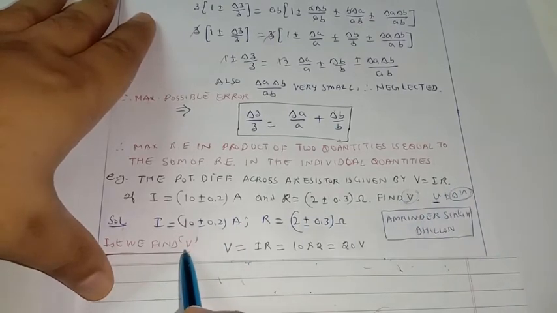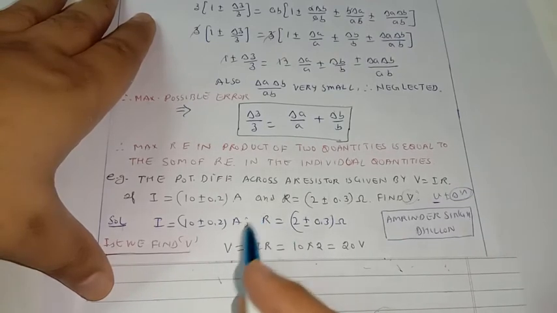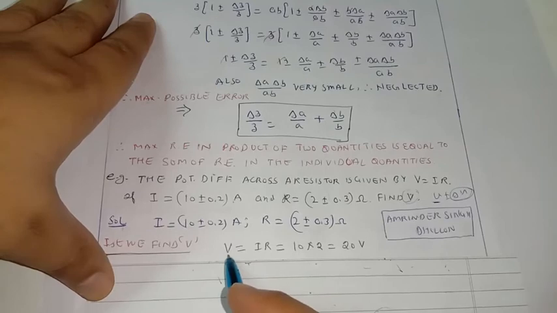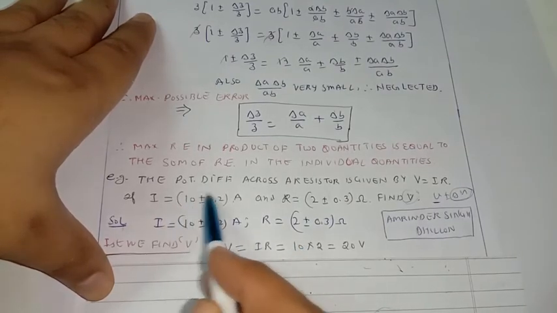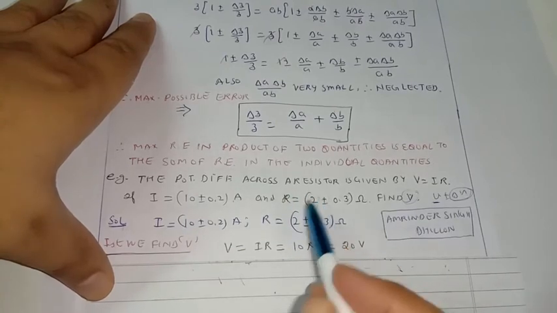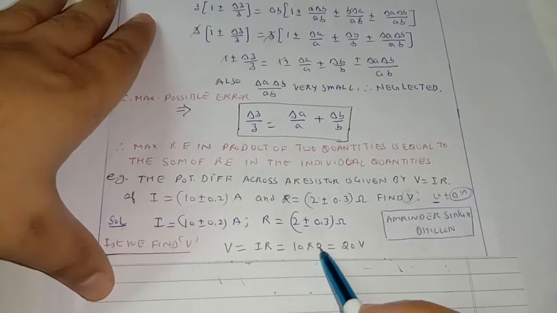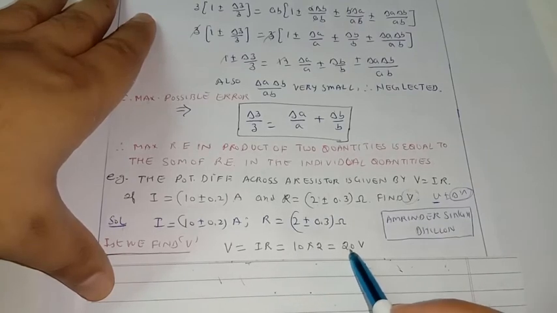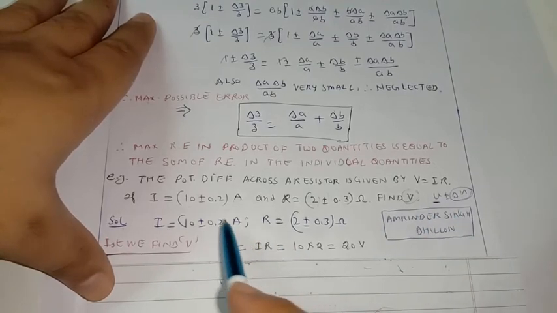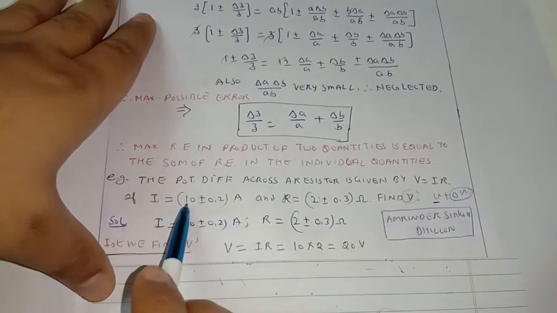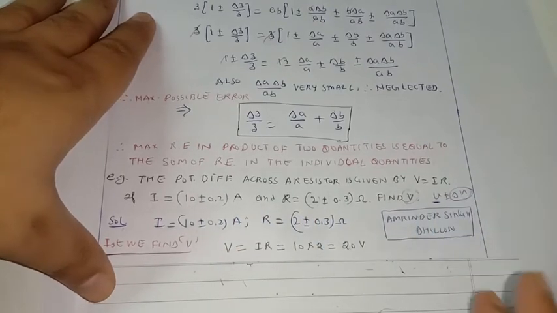So when we are trying to find out V, as V is given by the formula I into R, the absolute part of the potential difference can be simply obtained by multiplying the absolute part of the current and the resistance. That is, V will be equal to simply I into R, that is 10 into 2 equal to 20 volt. So this V part we have simply determined by multiplying the real parts of current and resistance. Now we are left with delta V.